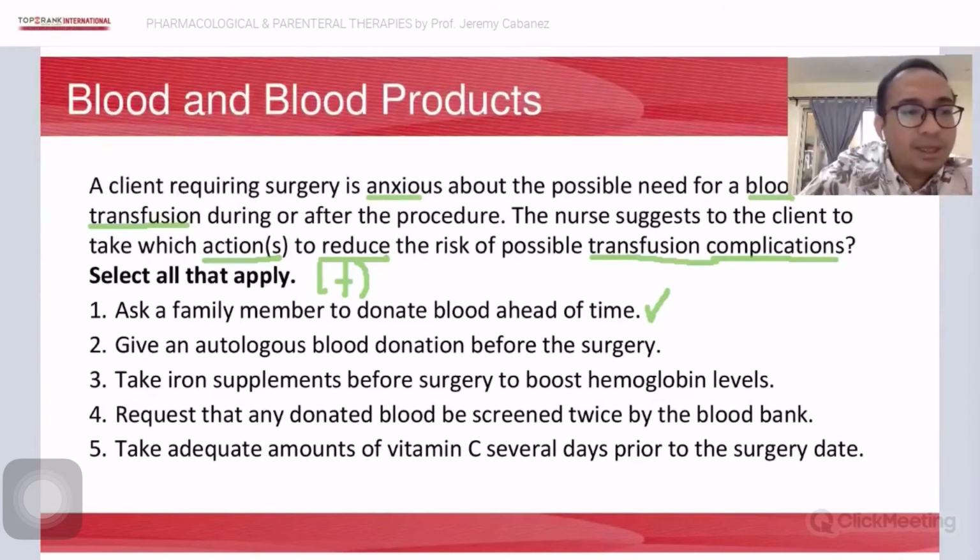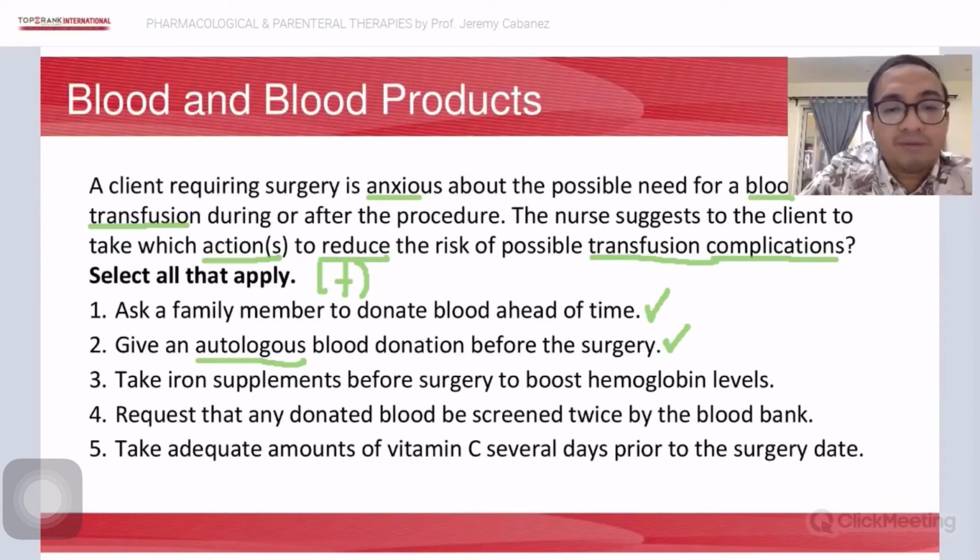Next. How about number 2? Give an autologous blood donation before surgery. What do you mean by autologous? Autologous means the donor is the patient himself or herself. So kung patient himself or herself, magkakaroon ba tayo ng problem? Hindi. So definitely, this is standard or not standard? Standard din yan siya.